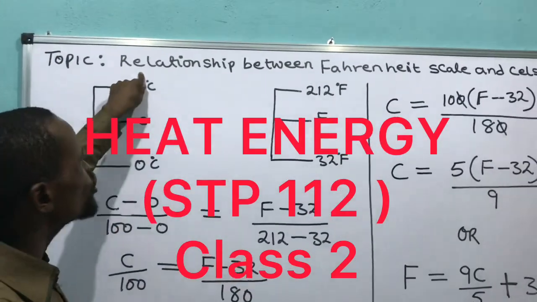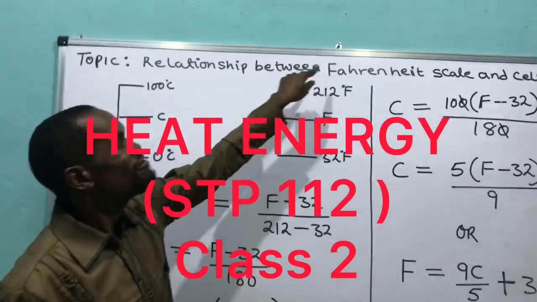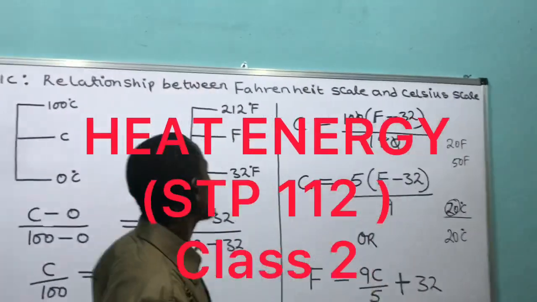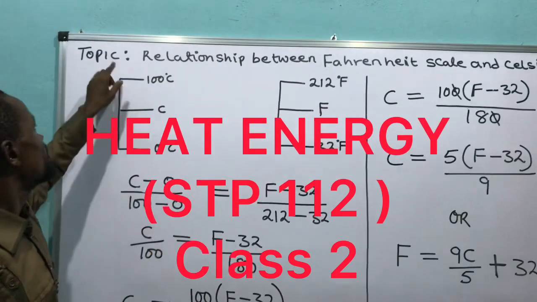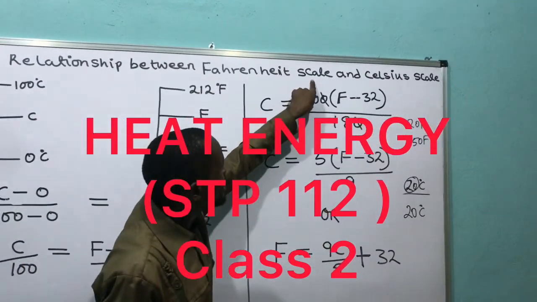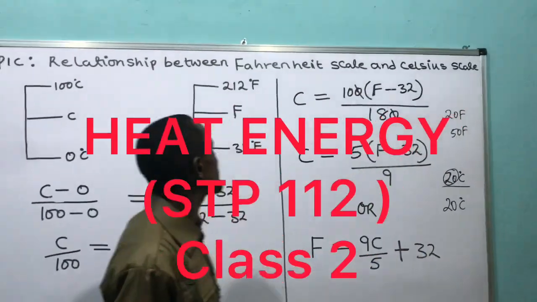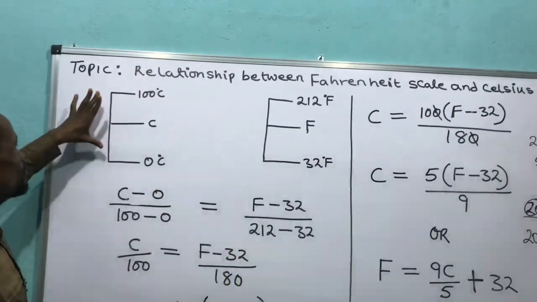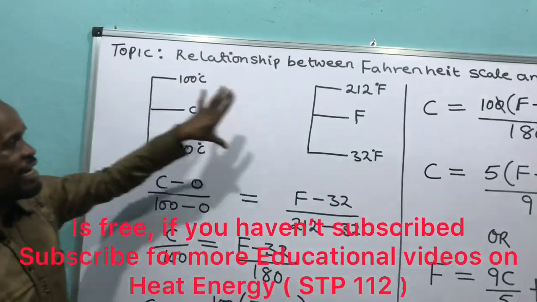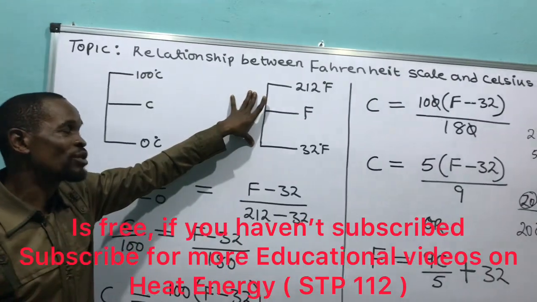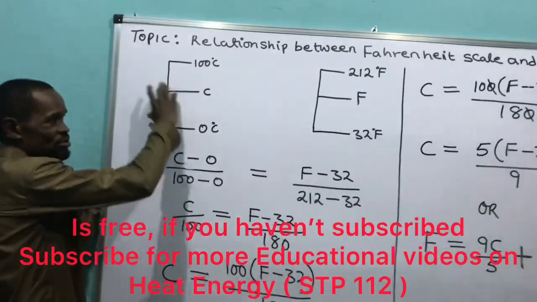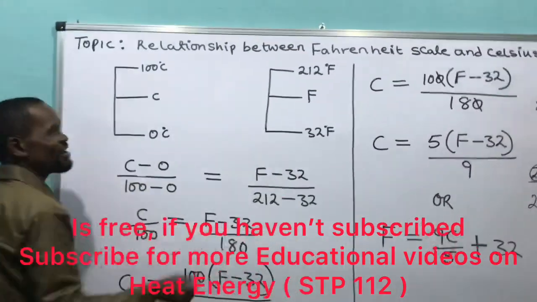Topic: the relationship between the Fahrenheit scale and the Celsius scale. That's what we want to look at now. Look at the thermometer in degrees Celsius, and look at the thermometer calibrated in Fahrenheit. This thermometer is calibrated in degrees Celsius, while this one is calibrated in Fahrenheit.